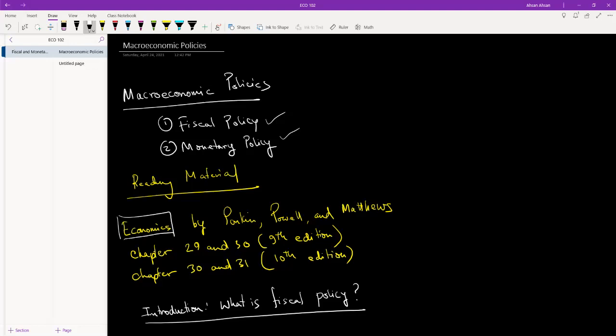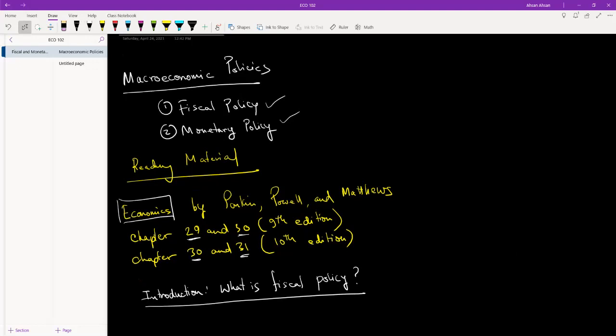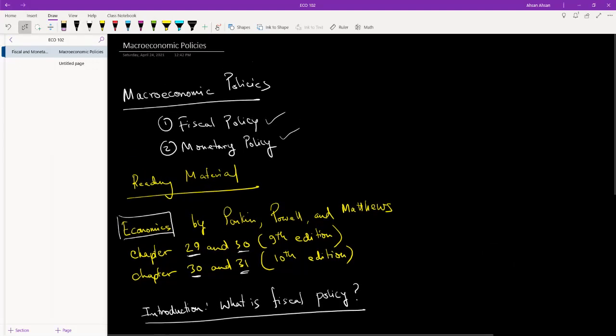Now, depending on which edition you're following, the chapter numbers will vary. If you are following the 9th edition, you should go through chapter 29 and 30. And if you are following the more latest edition, the 10th edition, you should go through chapter 30 and chapter 31. Okay. So first, we are going to be tackling fiscal policy, which is covered in chapter 29 in the 9th edition and chapter 30 in the 10th edition.